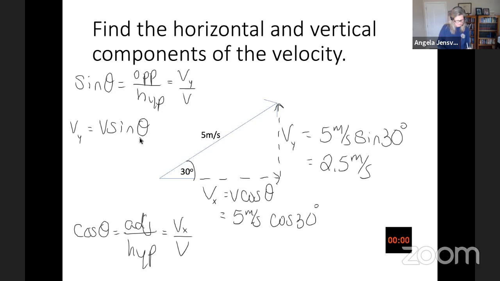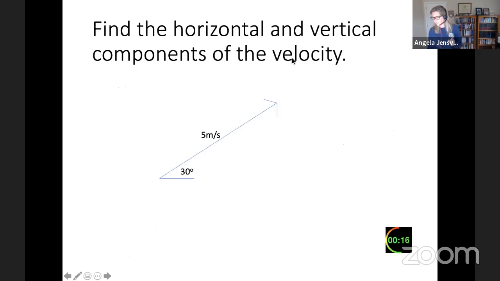Trying to erase that mess. And if you plug that in, you should get 4.33 meters per second. So those are the components of our velocity vector. I hope you guys were able to get that.